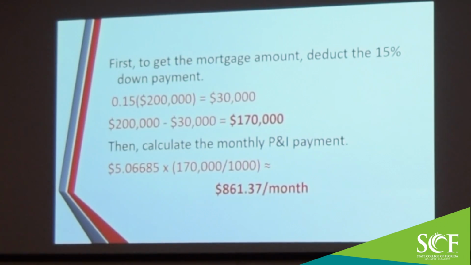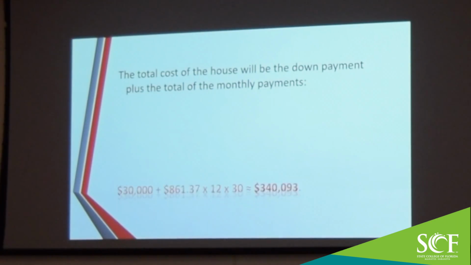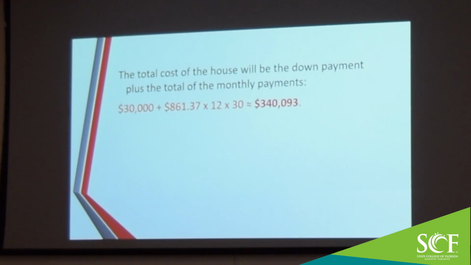You tack on the other things you have to pay, but that's what people realize. Okay, a lot of times I hear this: that's less than my rent. Okay, and that's a great thing to show students. I love to hear that. You take the down payment and the sum of all the payments, start with the 30,000, just multiply that out, so you end up with $340,093. Okay? So a $200,000 house ended up costing $340,093.